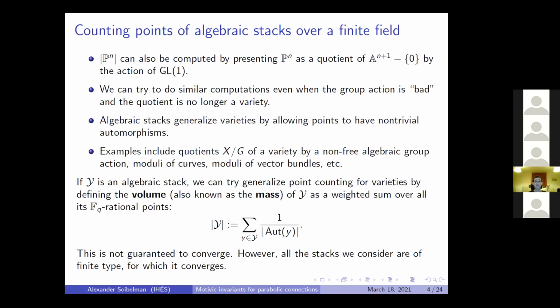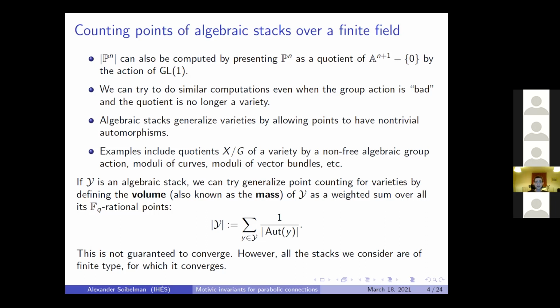So for algebraic stacks, it's a similar sort of thing, but now the quotient is bad in the sense that the result of the action of the group isn't necessarily a variety, but some more complicated object. I don't really have time to give an introduction to what algebraic stacks are, but you can think of them as a generalization of varieties where the points now have non-trivial automorphisms.